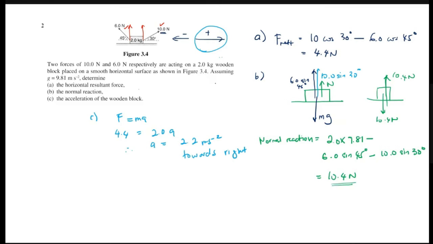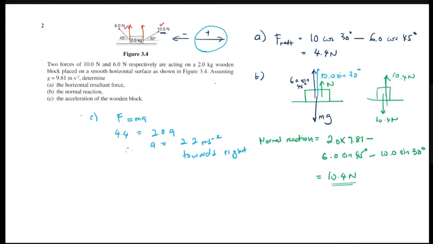Any question? Why do we use F equals to F resultant? What is F? We use the F resultant because Newton already said the F resultant is directly proportional to the change of momentum over change of time. He didn't say F, he said F resultant.